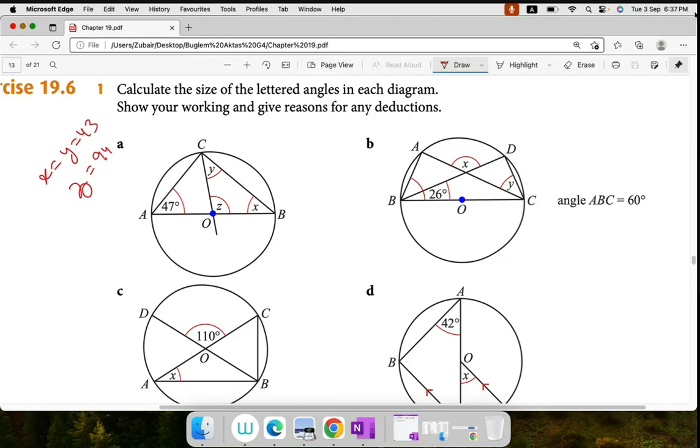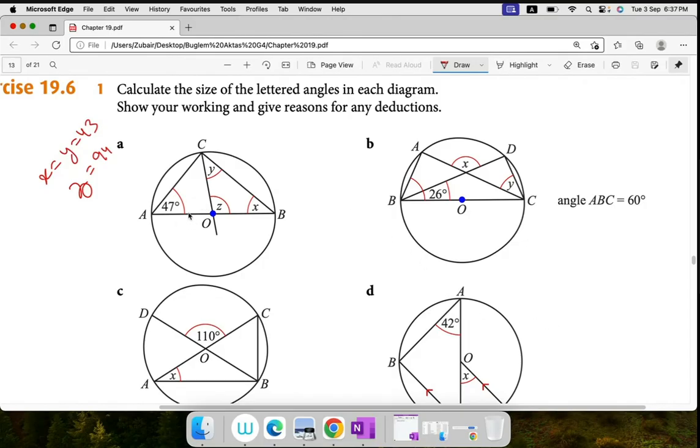So x and y equal to 43 and z equals to 94. Yes. Oh no, I'm just writing what you got because I'm trying to figure it out.